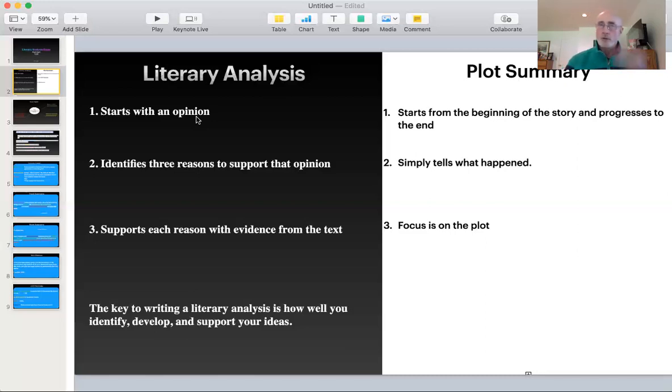That was one of the corrections I had to make with my former class. I had to really steer them: oh no, you're just plot summarizing. So that's a little bit about the difference. You start with an opinion. So let me help you.